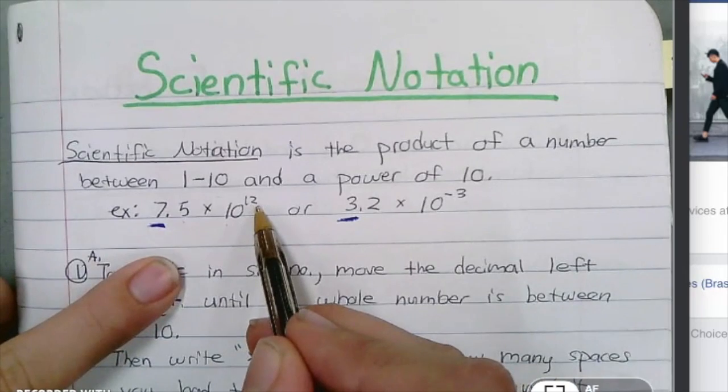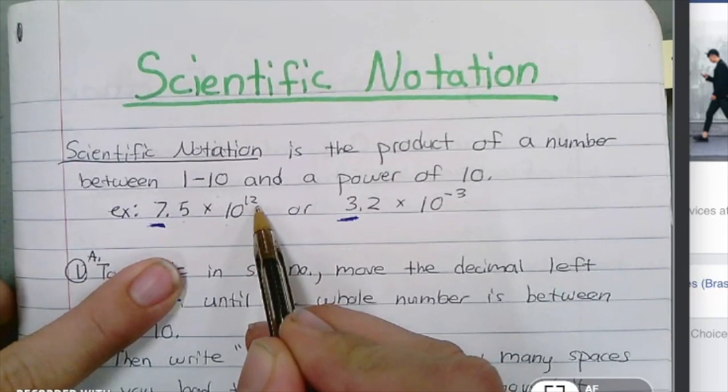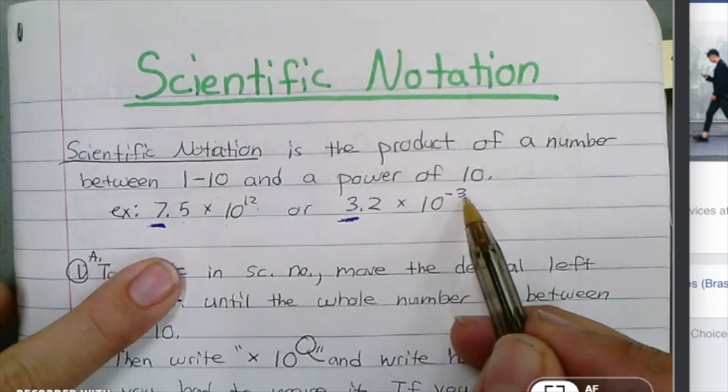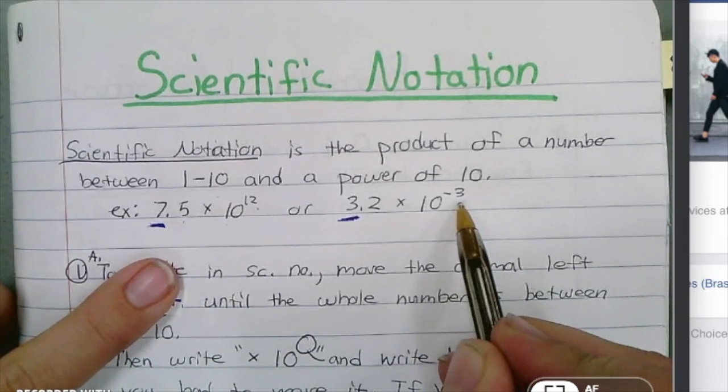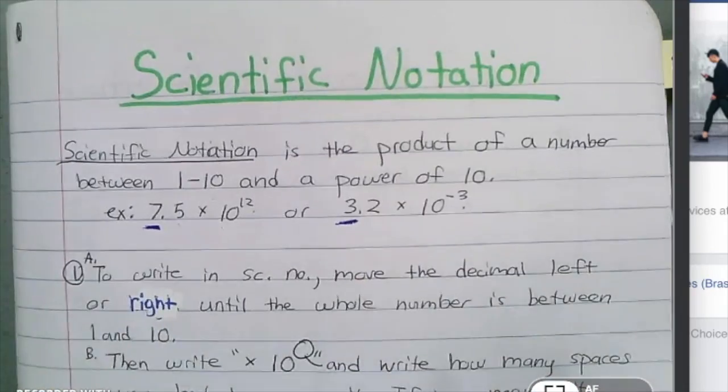Anything that has a positive exponent is a really big number. Anything with a negative exponent is a really small number. So that can help you when you are thinking of which way to go.